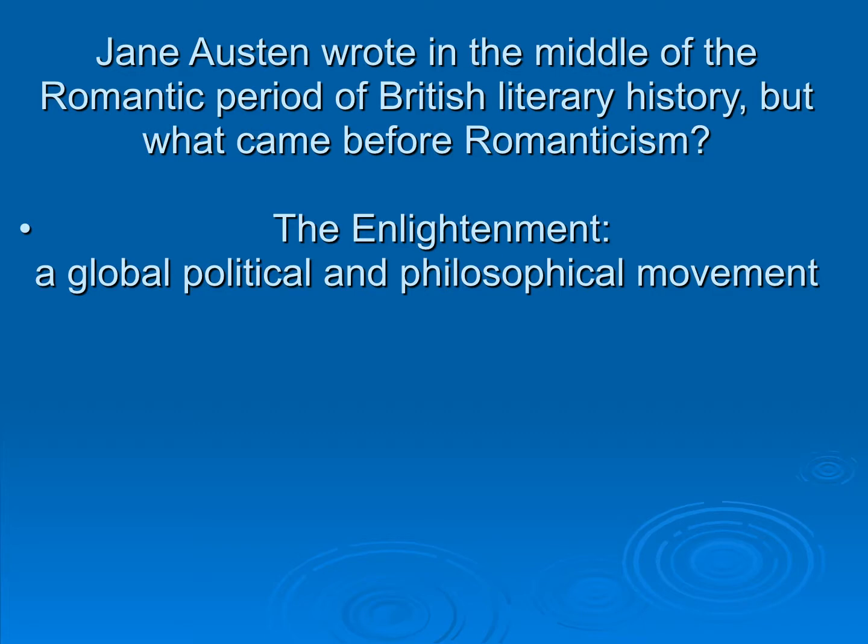Jane Austen wrote in the middle of the Romantic period of British literary history, which occurs from about 1798 to about 1830. Her novels are published around 1811 through 1815. But what came before Romanticism? And that was the Enlightenment, which is a global political and philosophical movement.